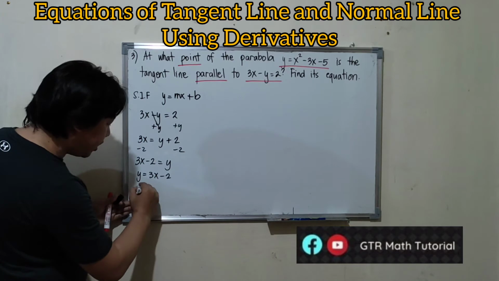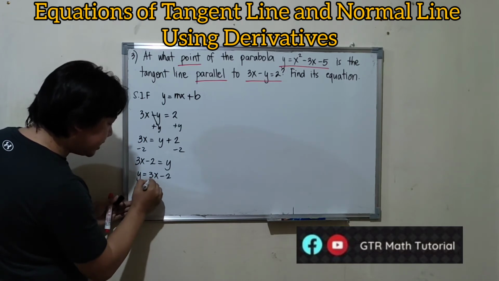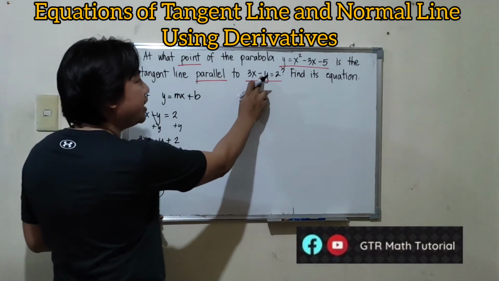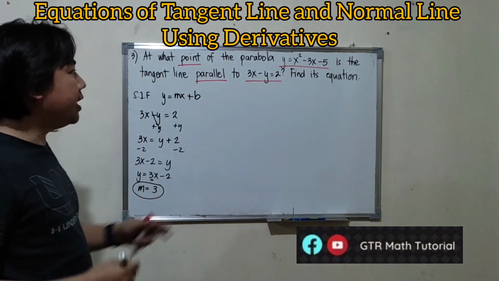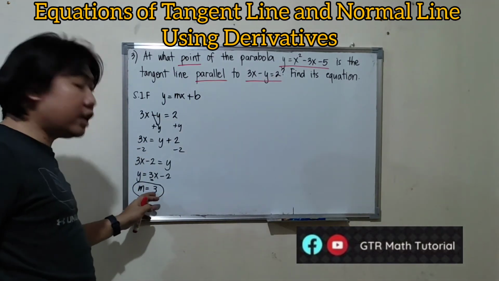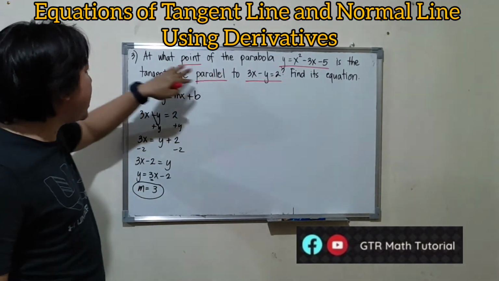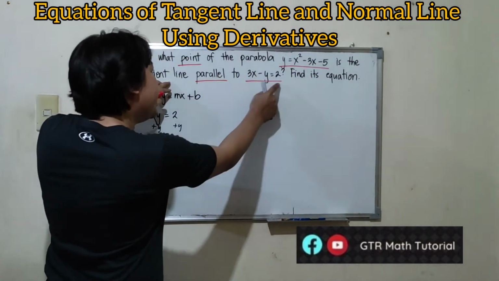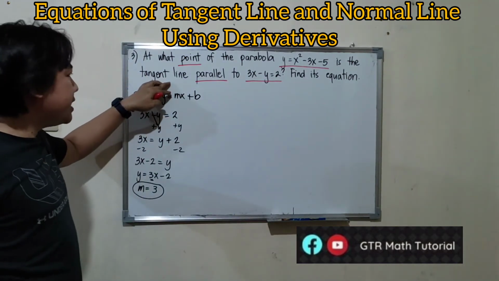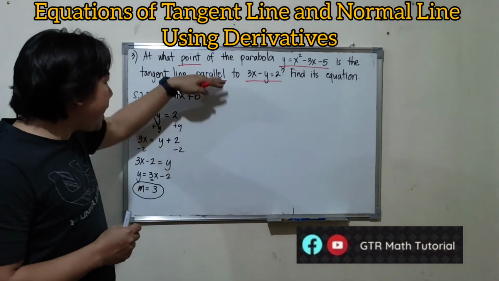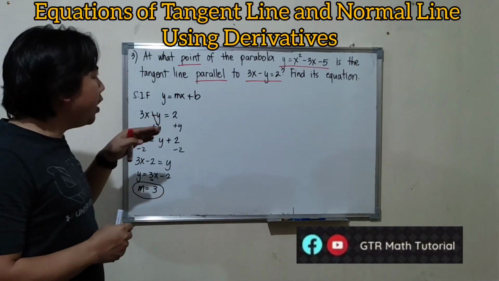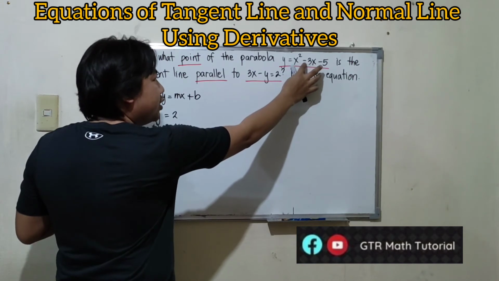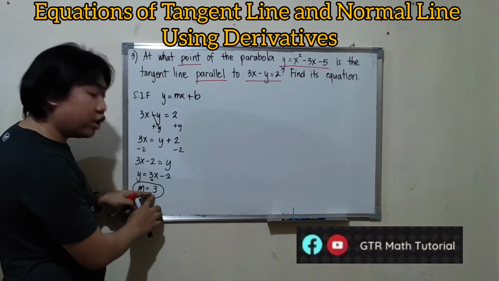Pinagpalit lang natin ng pwesto. Therefore, the slope is the coefficient of x. So the slope is 3. The slope of this line, 3x minus y equals 2, is 3. Ang slope niya ay 3. So ang sabi dito, at what point of the parabola is the tangent line parallel to this? So therefore, since sabi nga natin, ang slopes ng parallel lines are equal, therefore, ang slope neto ng tangent line, tangent to the parabola is also 3.